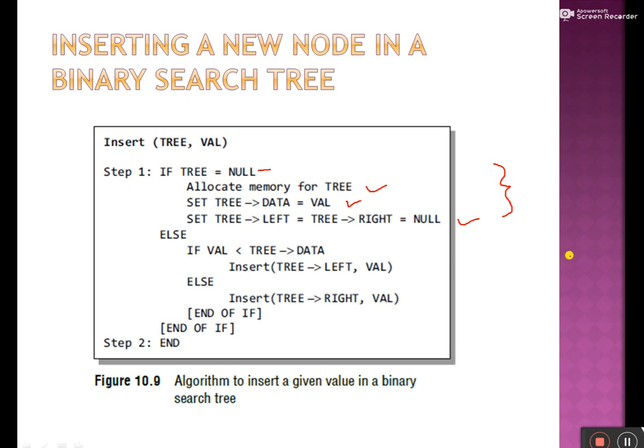Now if the current node's value is less than that of the new node, then the right subtree is traversed. Else the left subtree is traversed. Here, if the value to be inserted is less than the current node, then we go on traversing the left subtree, and if it is greater than the current node, then we go on traversing the right subtree until we find a proper position to insert the new node.